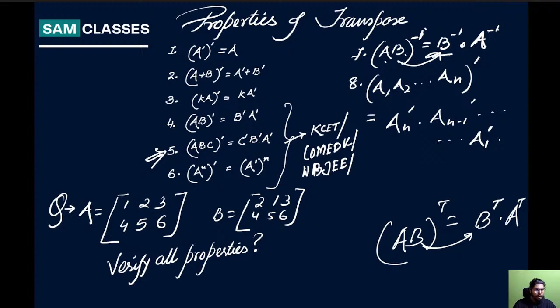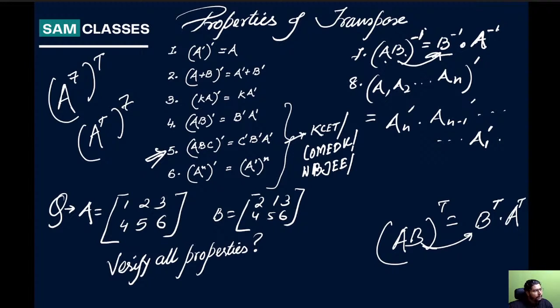Very simple but important. Now, if I have a power, a lot of times normally when we see a power, it's okay. But what if somebody has written A power 7 and then transpose? It's the same thing as you transpose it and then put the power 7. So don't get scared. Clear? In exam, don't get scared. Anything power, whatever it is, doesn't matter. Same thing. Okay?